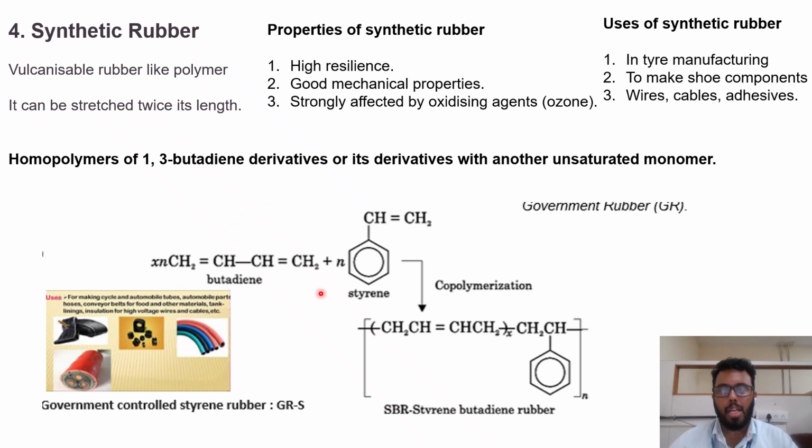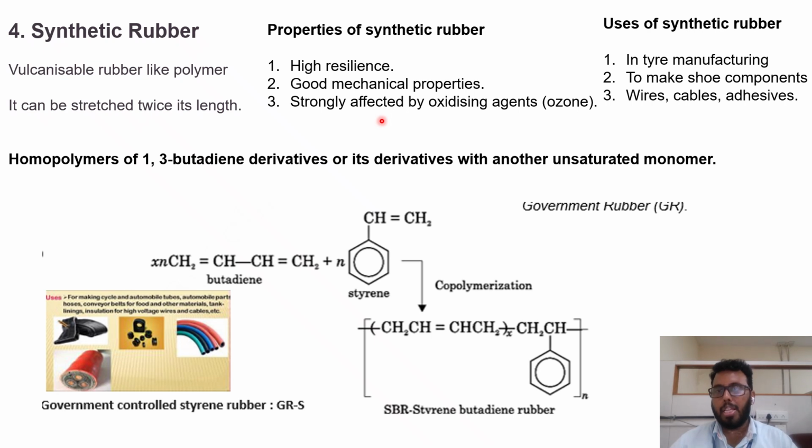Synthetic rubber, there are two types. One is butadiene, that is Buna, and Buna N and Buna S. We will see this, you might already have studied. Synthetic rubber is a vulcanizable rubber-like polymer, and it can be stretched to twice its length, more than natural rubber. Properties: high resilience, good mechanical properties, and it is also strongly affected by oxidizing agents, that is a limitation.